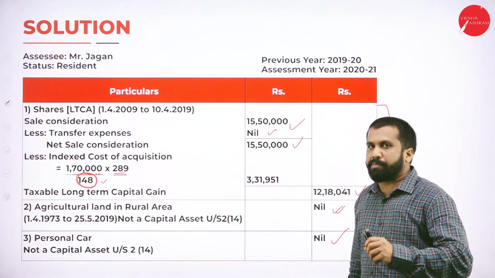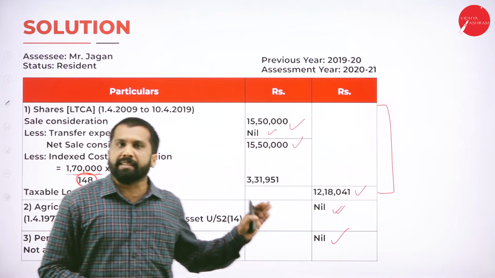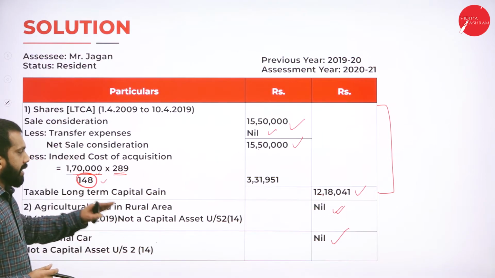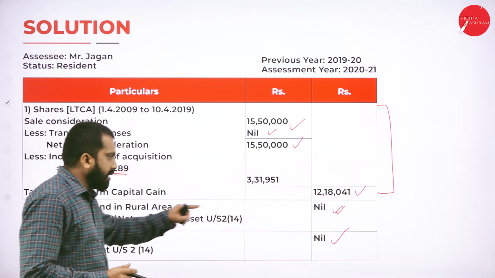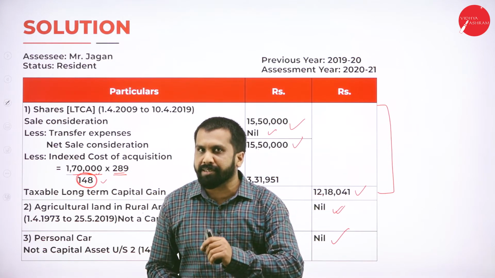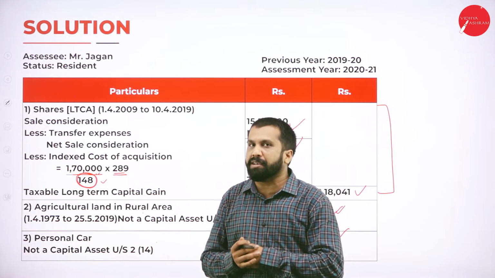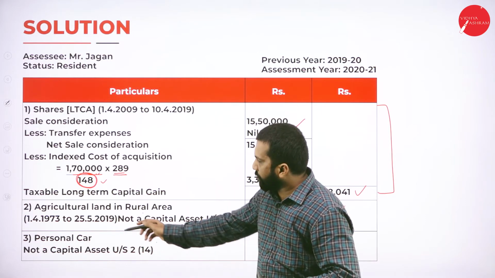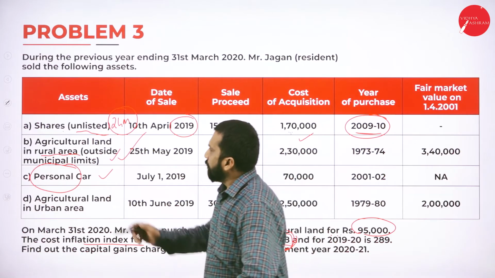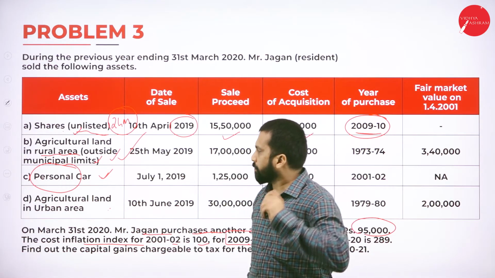Remember, if you want complete marks, you have to mention that it is not a capital asset. If you simply don't mention it in the answer, it is like you don't know, you have skipped. That's why in the answer you should mention that the personal car is not a capital asset. Clear? In your examination, if you get questions like that, it will be helpful, because there is no calculation, I just have to mention not a capital asset. Now, first is over, second over, third over. We'll come to the last one.